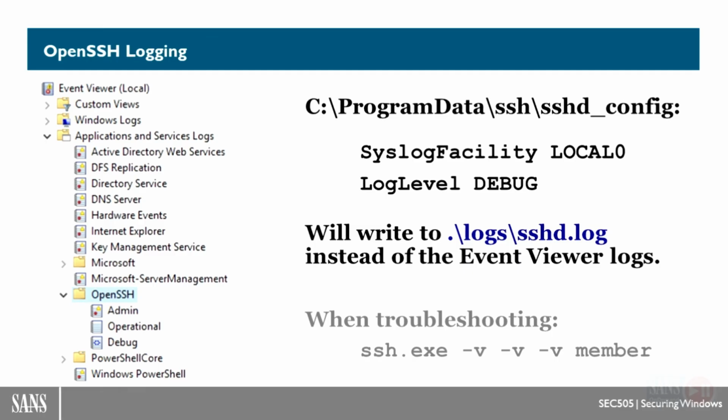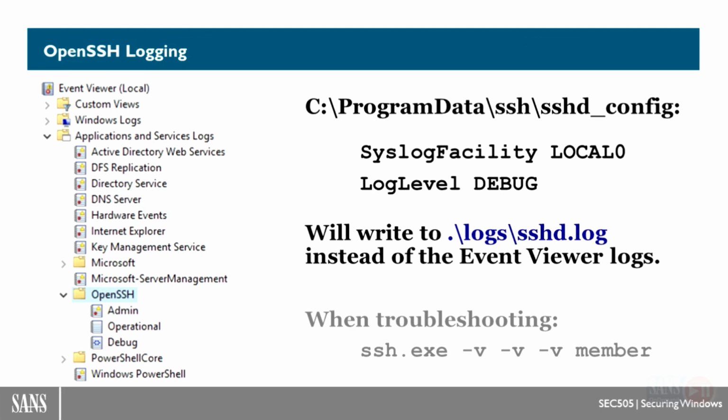Now, what if you would prefer to write to a textual log file? In that case, you would again edit the sshd config file, and you would set or uncomment SyslogFacility LOCAL0. Now, once you have that line and you restart the service, the SSH service no longer writes to the Windows event log, and instead it writes to a textual log file on the hard drive.